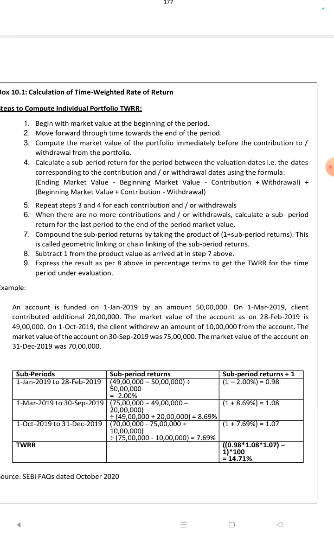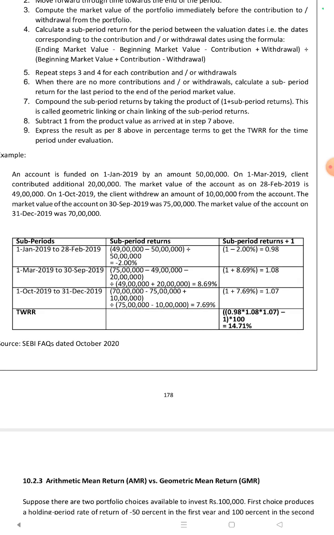calculation of time weighted rate of return begins with an account funded on 1st January 2019 with an amount of 50 lakhs. On 1st March 2019, the client contributed an additional 20 lakhs. The market value of the account on 28th Feb is 49 lakhs. On 1st October 2019, the client withdrew an amount of 10 lakhs from the account. The market value of the account on 30th September 2019 was 75 lakhs.